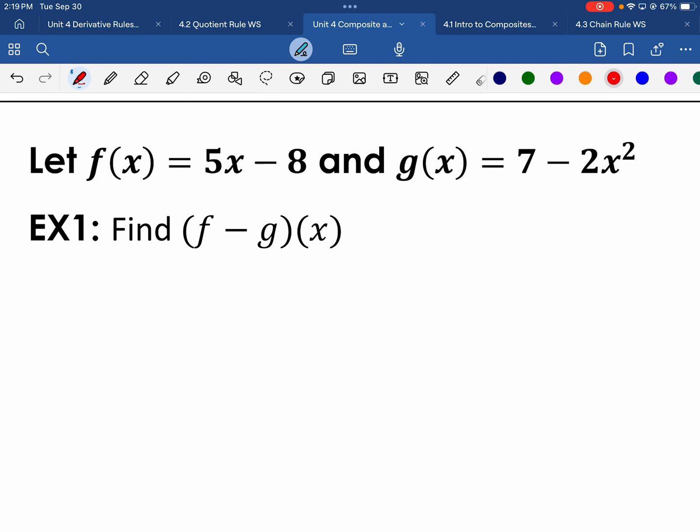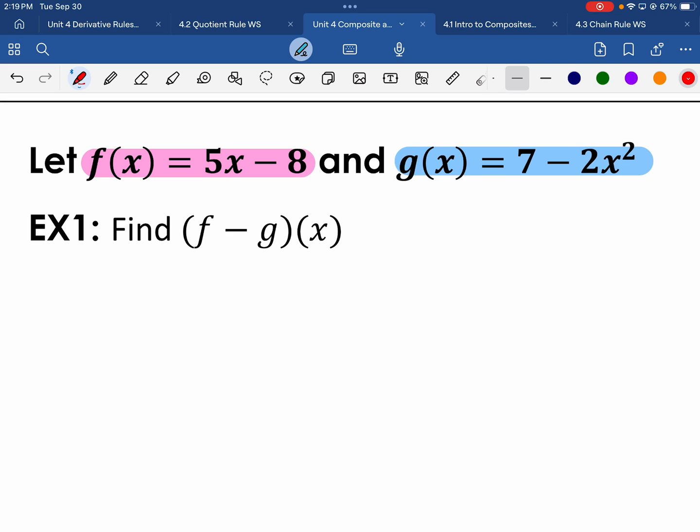All right, on example 1, it says let f of x equal 5x minus 8 and g of x be 7 minus 2x squared. And I want to figure out what f minus g of x is.